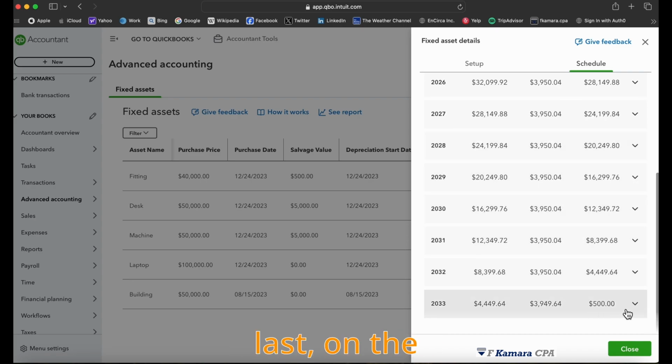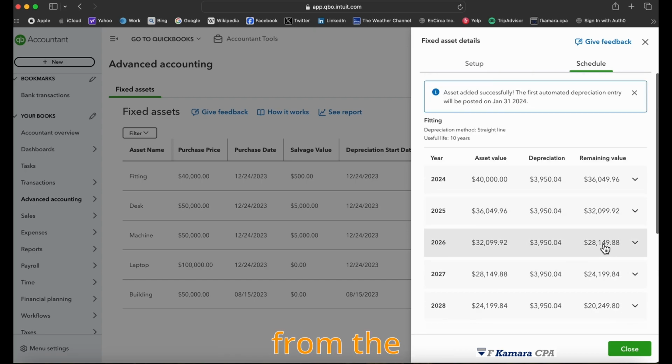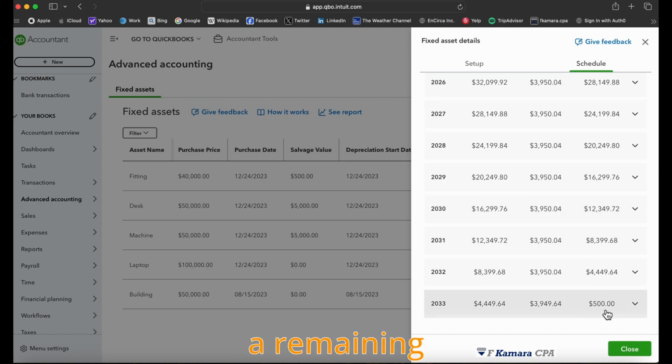You see, in 2033, the remaining value is actually the salvage amount. Even though they've depreciated the asset from the original cost of 40,000, it now has a remaining amount of 500 at 2033. Which is 4,449.64 minus the 3,949.64. So that gives you this 500.